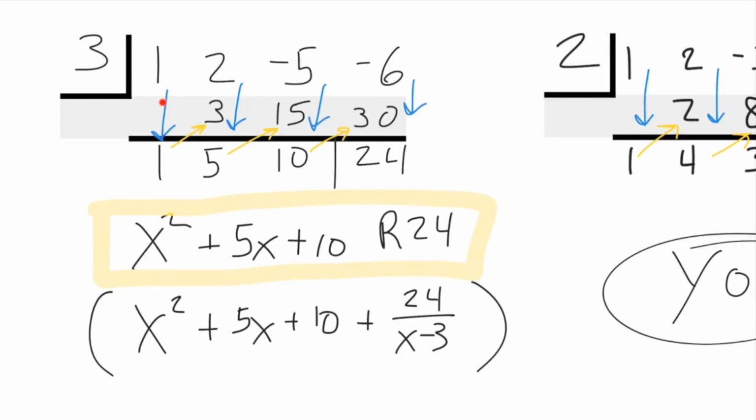And then the first thing you do is bring down the 1. You multiply it by the 0. Add. Multiply by the 0. Add. Multiply by the 0. Add. And to retranslate these numbers back into the polynomial, we'd have 1x squared, 5x, and 10, with a remainder of 24. People often draw this little line right here to separate out the answer from the remainder. Now, you could write the answer like this, or you could also technically write the answer like this: x squared plus 5x plus 10 plus the remainder 24 over x minus 3, which is what the divisor was.